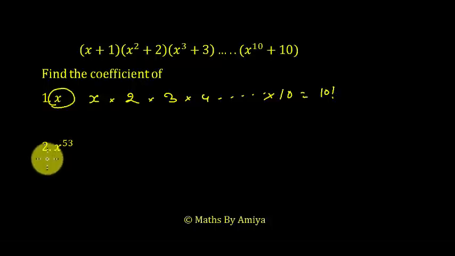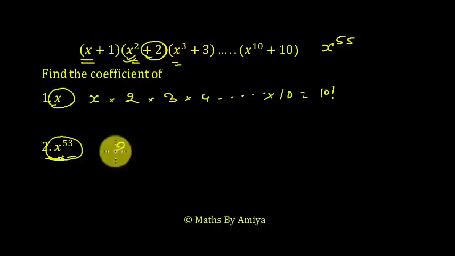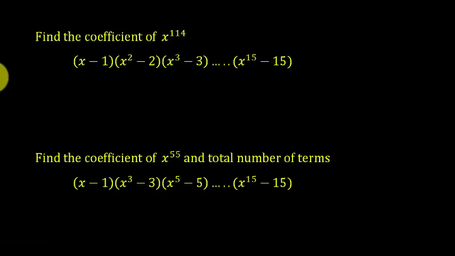But when your power is x53, that is the second question, we need to find when we take all the x's, what would be the power. That is 1, 2, 3 till 10, which is nothing but x raised to power 55. We want x53, which means we are missing x square. If you are missing x square, our answer should be plus 2. The coefficient of x53 is plus 2. If your power of x is larger, or the power of the variable is larger, take the missing terms. Okay, I hope this is clear to you. Now solve the final two questions.